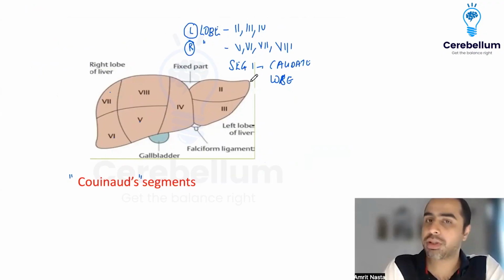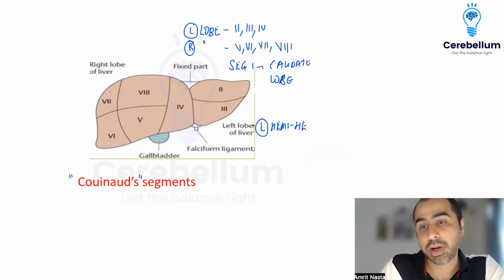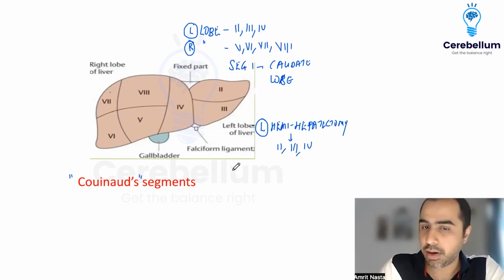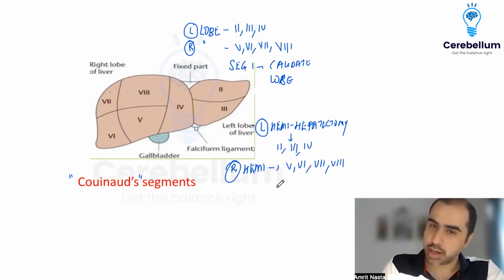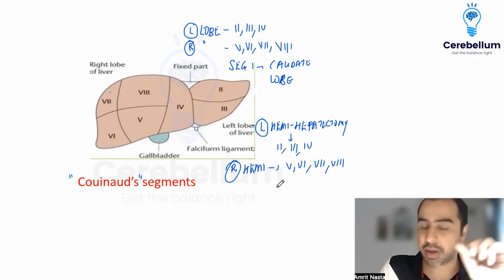Now if they ask you, let's say I am doing left hemihepatectomy, I have to remove the left liver. So when I say left hemihepatectomy, what segments am I going to remove? I will remove segments 2, 3, 4. Similarly, when I'm doing right hemihepatectomy, I'm going to remove segments 5, 6, 7, 8. You should know which segments are removed.